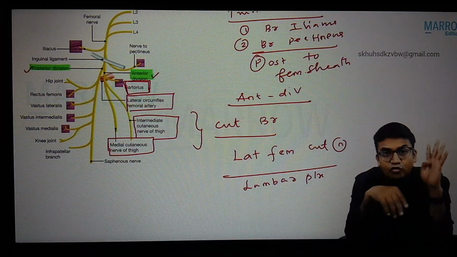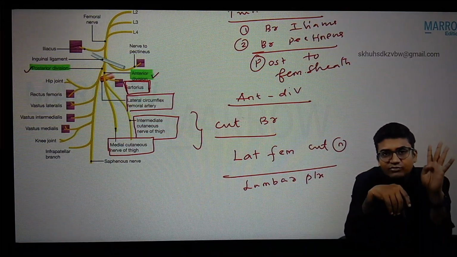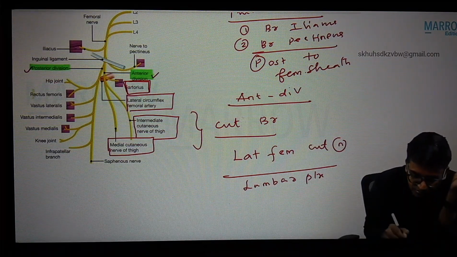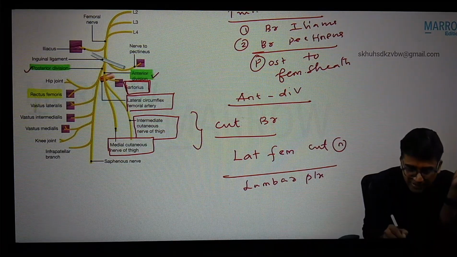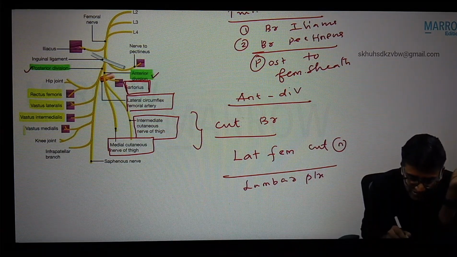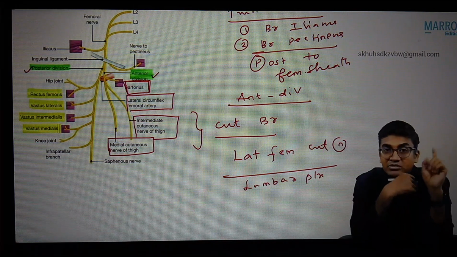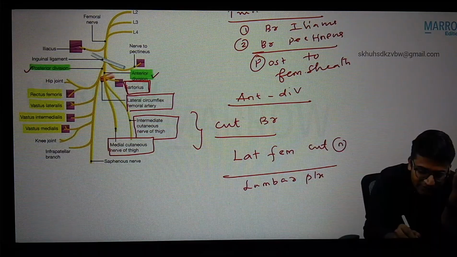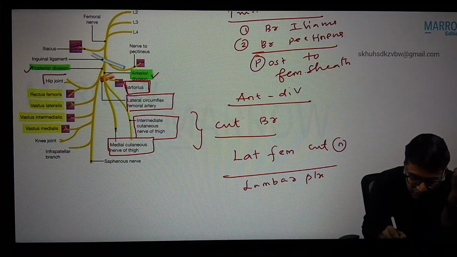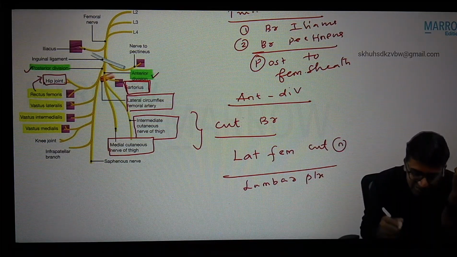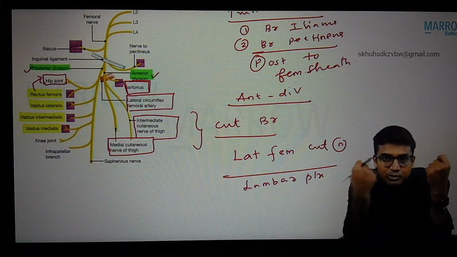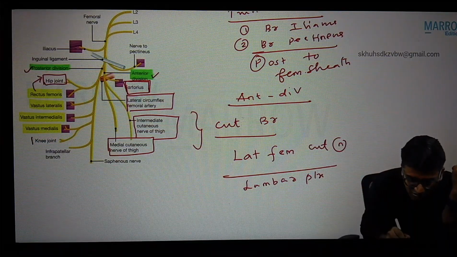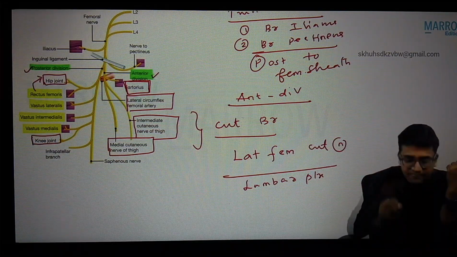The posterior division gives 4 motor branches to the 4 heads of quadriceps femoris muscle. A branch to rectus femoris muscle, and branches to vastus lateralis, vastus intermedius and vastus medialis. Please remember, the branch to pectineus muscle also gives a twig to hip joint. The branch supplying the rectus femoris also gives a twig to hip joint. And the branch supplying the vastus medialis also gives a twig to knee joint.